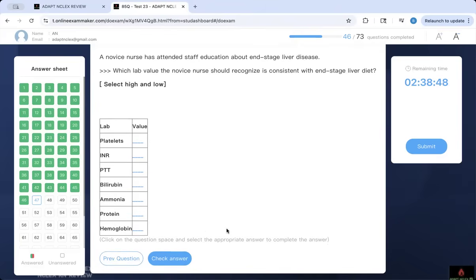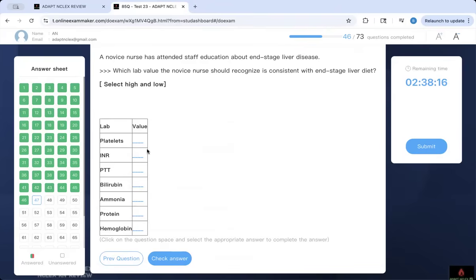And as I attend the staff education about end-stage liver disease, which lab results should the novice nurse recognize as consistent with the liver disease? You have platelet, INR, PT, bilirubin, ammonia, protein, hemoglobin. Which value is consistent? You got to select whether it's supposed to be high, low, or normal. What do you think? I have end-stage liver disease. Which one is consistent with end-stage liver disease, high, low, or normal?